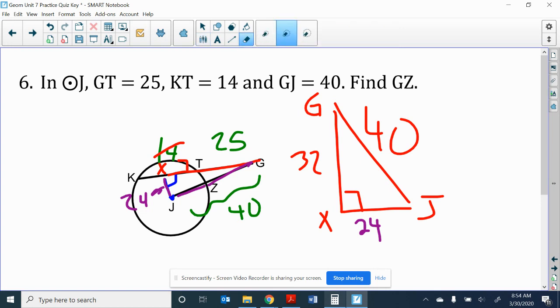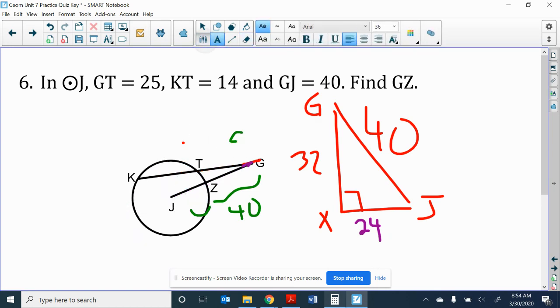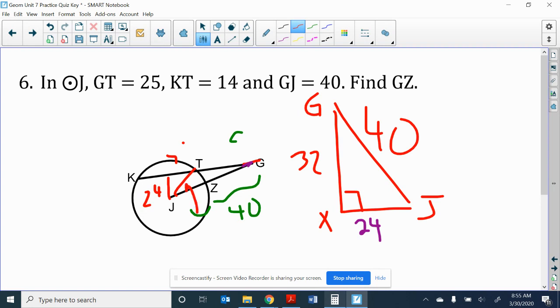Okay, so how do I find out what the radius is? Let me get rid of some of that stuff. So I'm going to draw in this radius. We know this was 7. That was 24. Oh, it's a 7, 24, 25 right triangle. So my radius is 25. So that means that JZ is 25. So how much is left over for GZ? Well, 40 minus 25 is 15.